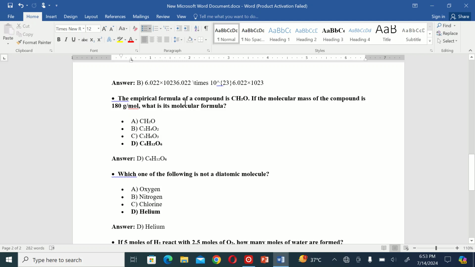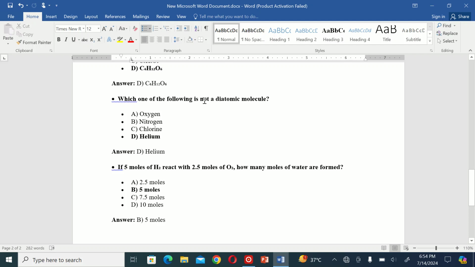The empirical formula of a compound is CH2O. If the molecular mass of the compound is 18 gram per mole, what is its molecular formula? D is the correct option. C6H12O6.